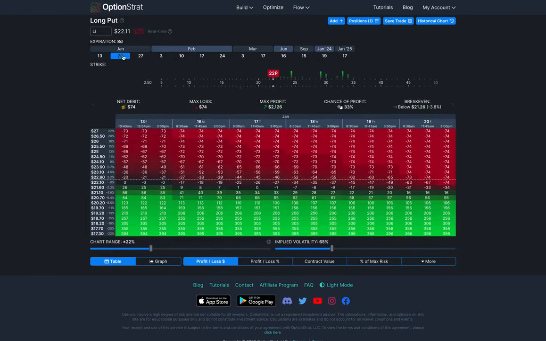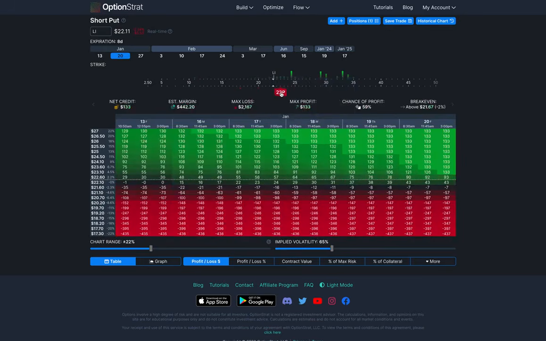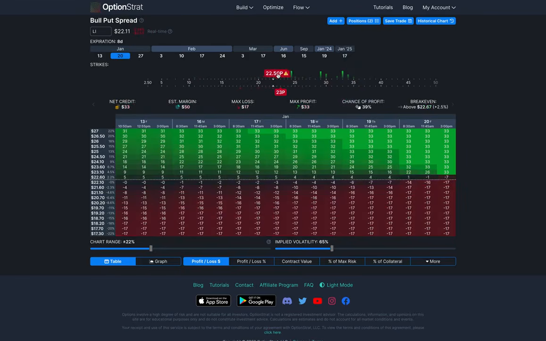And then again, the first thing we did was we determined what price we believed Li Auto would be above at expiration. I said, let's pretend I believe it's going to be above 23. So what I would first do is sell a put at that strike. So let's do that here. So sell a put at the $23 strike. And then like I mentioned, we also want to buy a put, but with a lower strike. So I'm going to go ahead and buy a put with a lower strike. I chose the 22.50. As you can see, this is a bull put spread, which is another name for put credit spread. It has multiple different names.